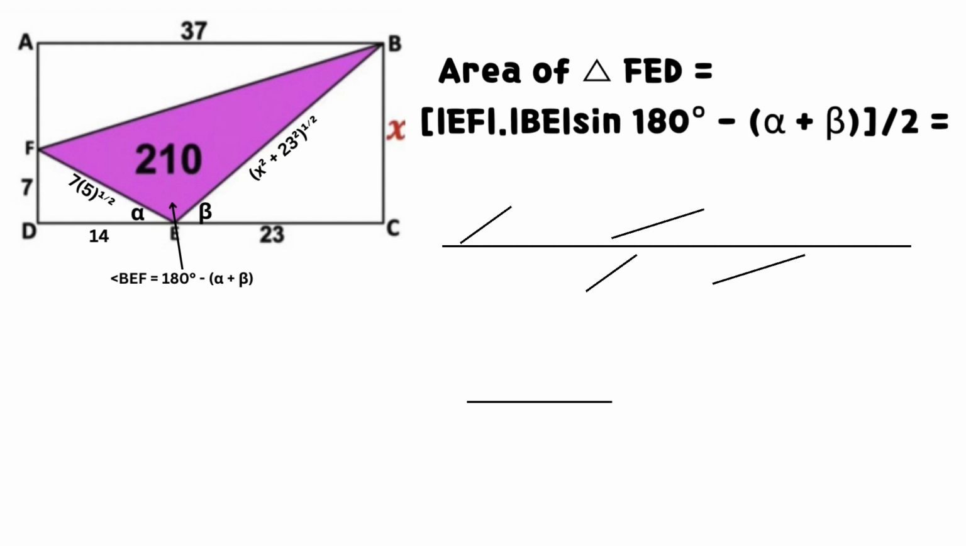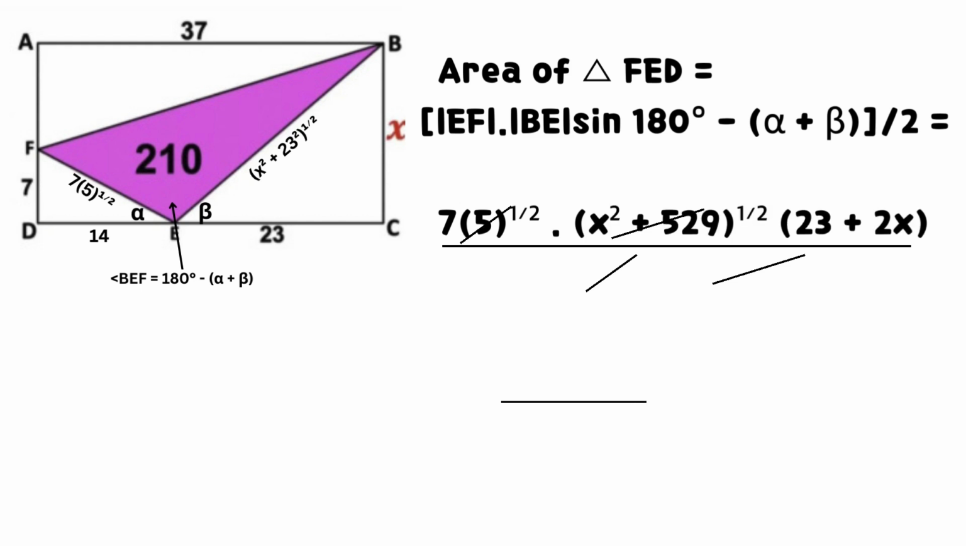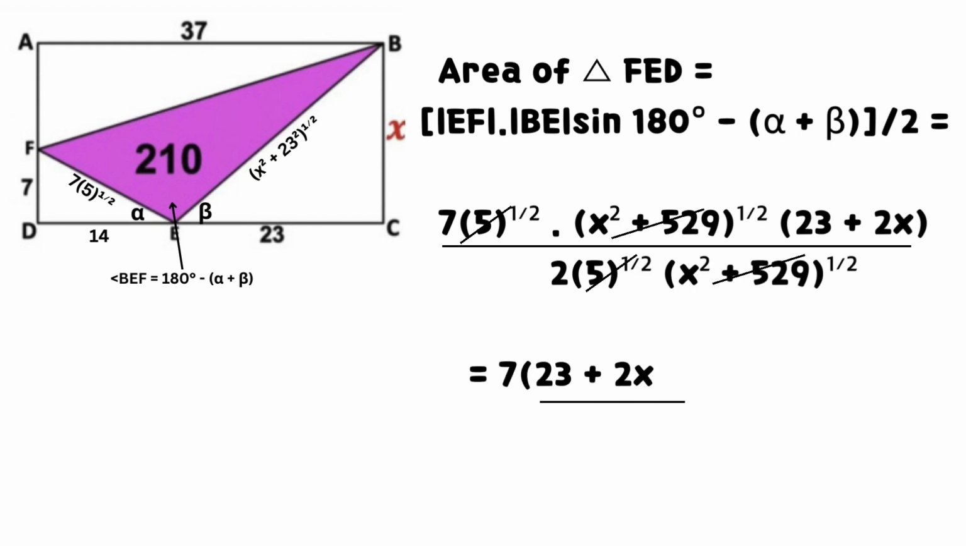area of triangle FED equals the product of line EF and line BE times sine of 180 degrees minus the sum of alpha and beta, all divided by 2, which equals half of the product of 7 and the sum of 23 and 2 times x. After substitution and simplification of values, we equate this result to the given area of the violet triangle, that is, 210 square units.